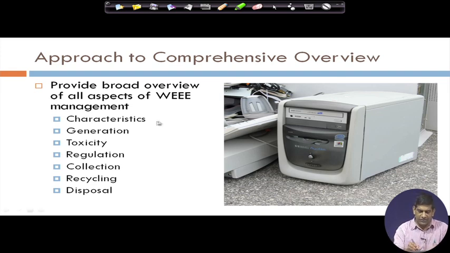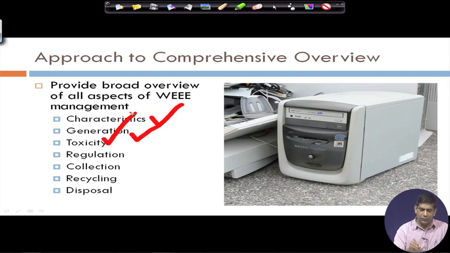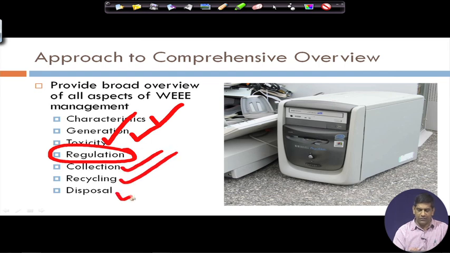We'll look at the characteristics of e-waste. What are the different characteristics? How is the generation changing? What are the toxicity issues? What about the regulation part? We already talked about Indian regulation, so we'll talk a little bit about the global regulation and try to compare. We'll talk about how things are collected, how things are recycled, how things are disposed.